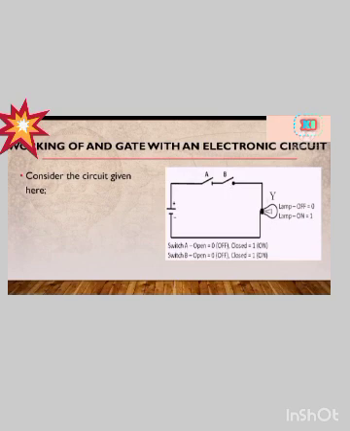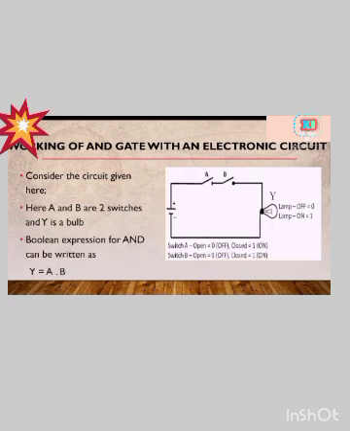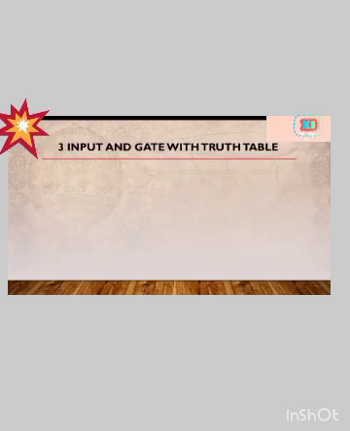I hope you understood thoroughly about this AND gate concept now. When both the inputs are on, then only the output will be in on state. When both the switches A and B are on, then only the lamp will be in the on state. Otherwise, it will be in the off state. This is the electronic circuit for the AND gate. It is denoted as Y is equal to A dot B. This is called the Boolean expression.